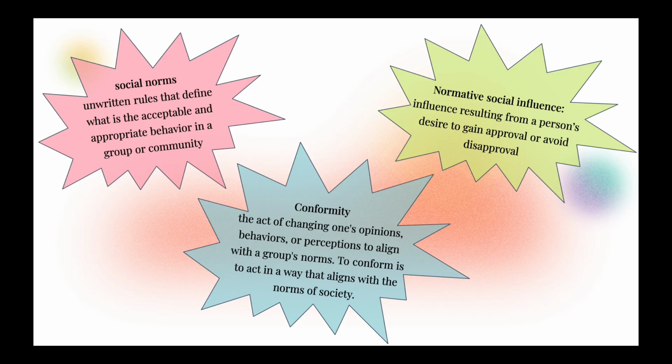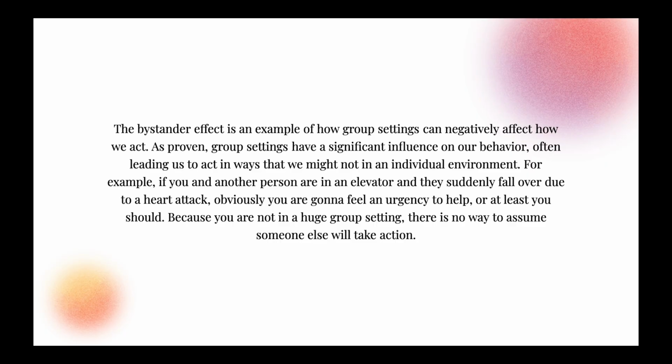Social norms can be defined as the unwritten rules that define what is acceptable and appropriate behavior in a group or community. Conformity is the act of changing one's opinions, behaviors, or perceptions to align with a group's norms. To conform is to act in a way that aligns with the norms of society. And normative social influence is the influence resulting from a person's desire to gain approval or avoid disapproval. The bystander effect is an example of how group settings can negatively affect how we act.